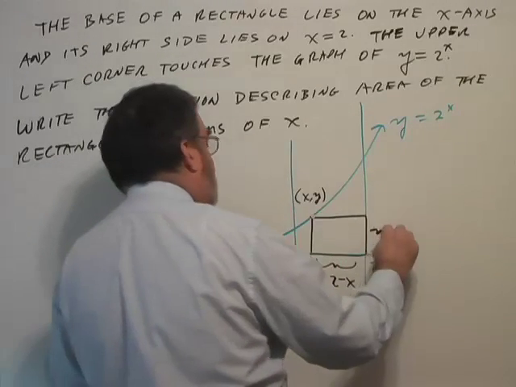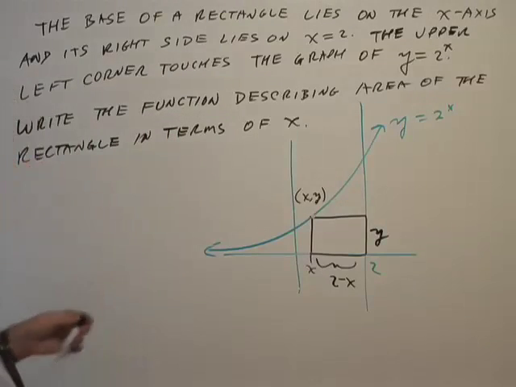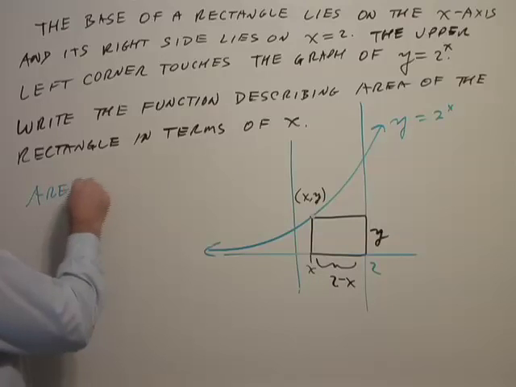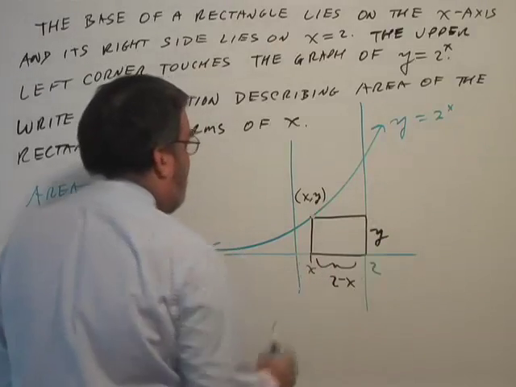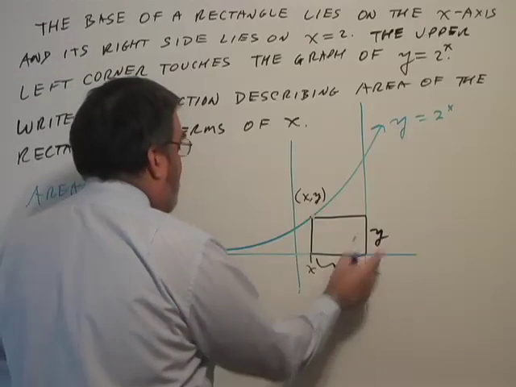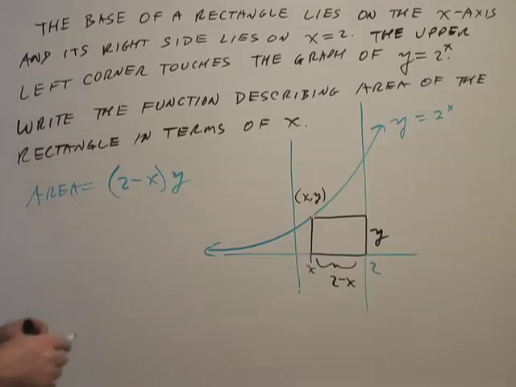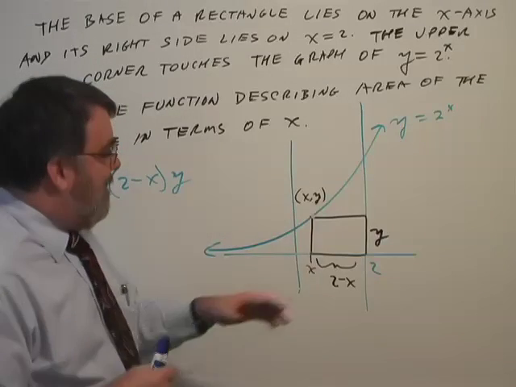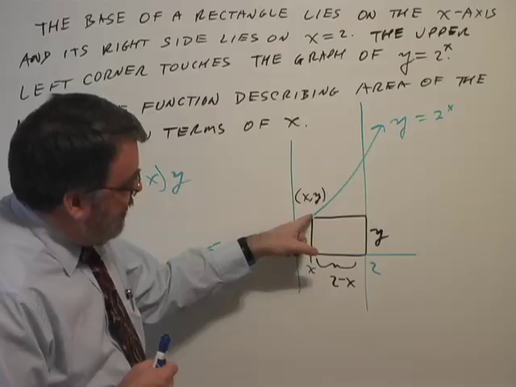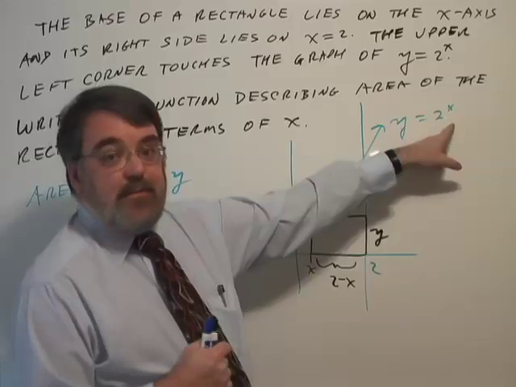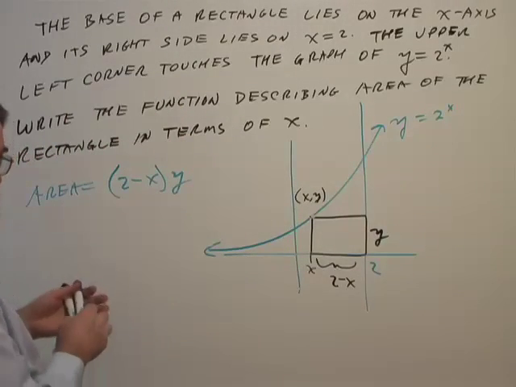And the height is y. So I can provisionally write down the area. The area would be base times height, 2 minus x times y. But that's not a function of a single variable x. So how am I going to get rid of y here? Well, the very act of being positioned on this curve means that this y value has to obey this function, y equals 2 to the x.